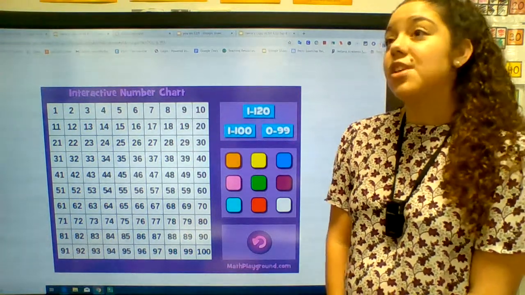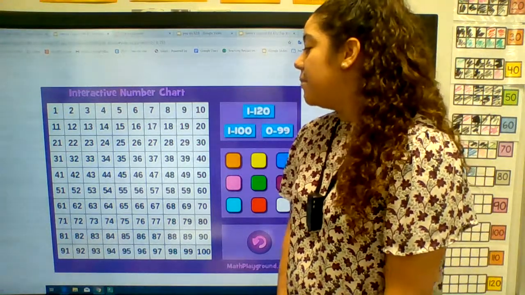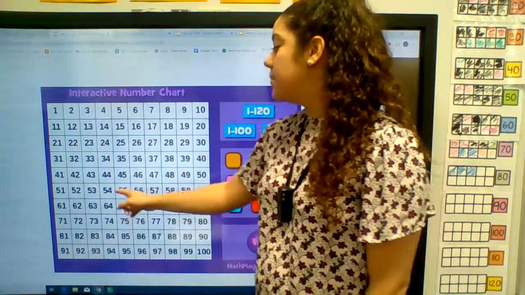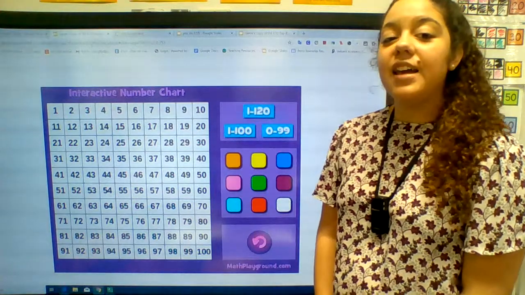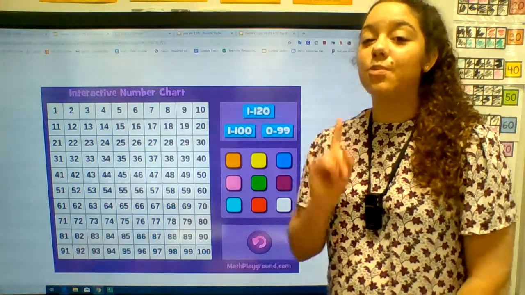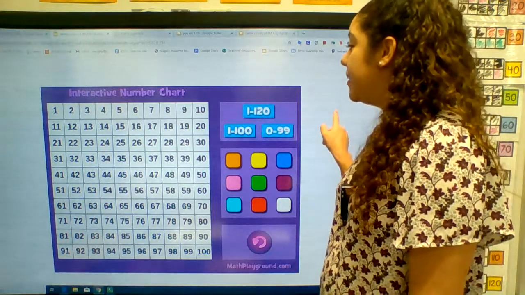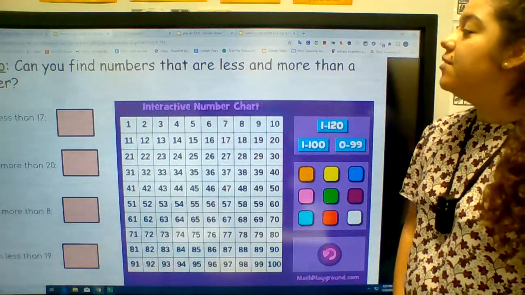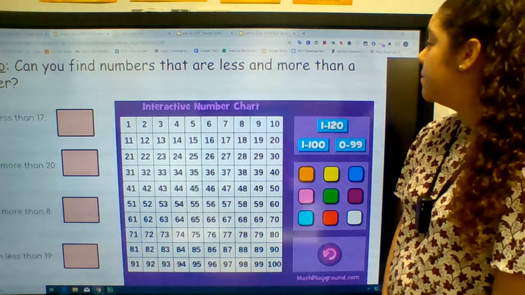I can also try with really big numbers too. Let's try with the number 54 down here. The number that comes 1 after it is 55. So I can say 55 is 1 more than 54. Okay, now let's practice together. Can you find the number that is 1 less and 1 more than another number?